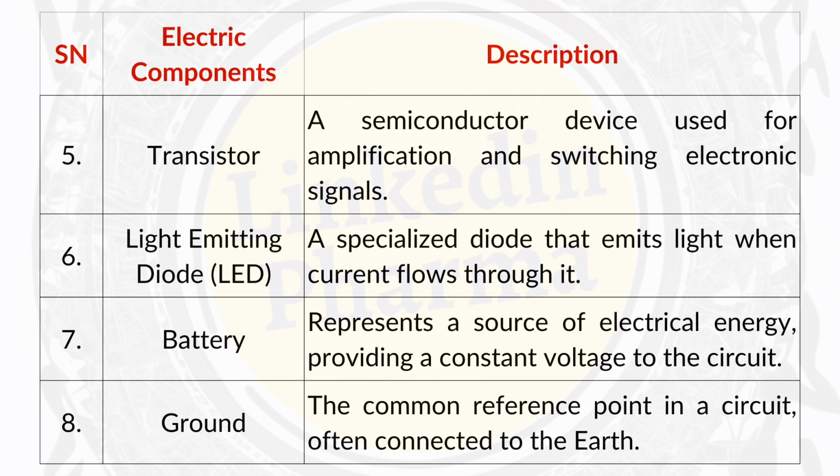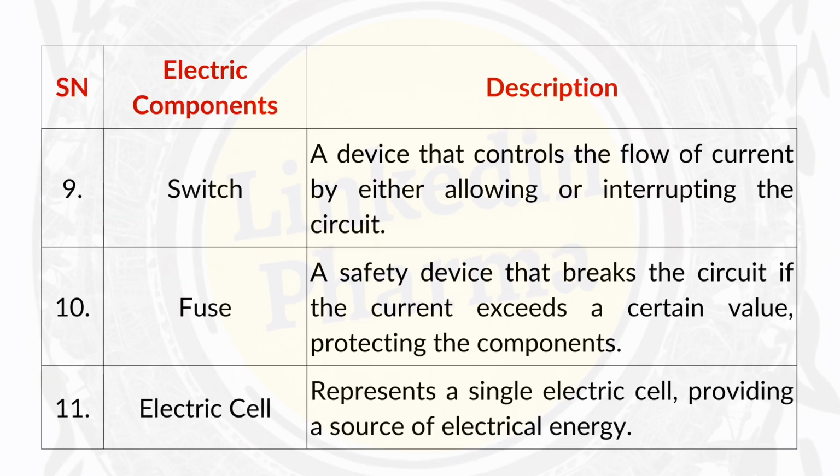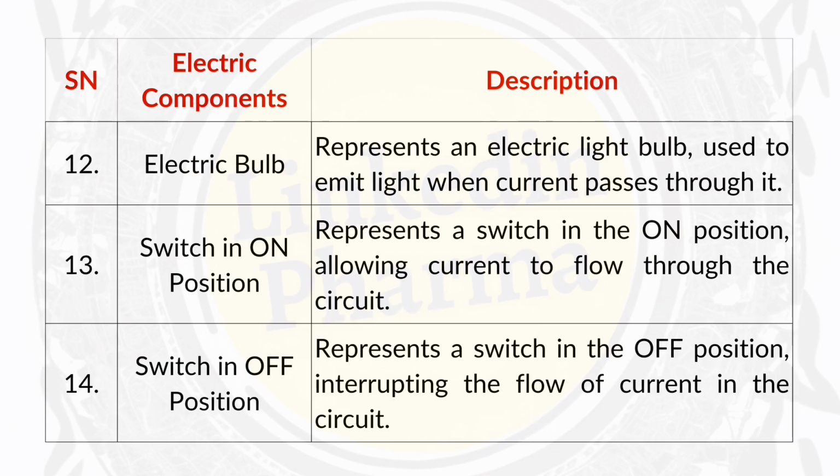Ground. Description: the common reference point in a circuit, often connected to the earth. Switch. Description: a device that controls the flow of current by either allowing or interrupting the circuit. Fuse. Description: a safety device that breaks the circuit if the current exceeds a certain value, protecting the components. Electric cell. Description: represents a single electric cell, providing a source of electrical energy. Electric bulb. Description: represents an electric light bulb, used to emit light when current passes through it.